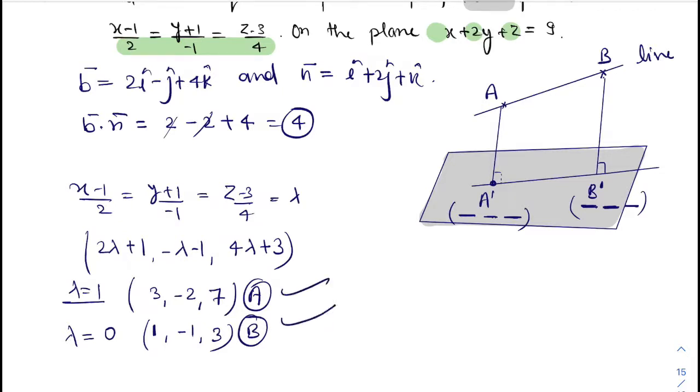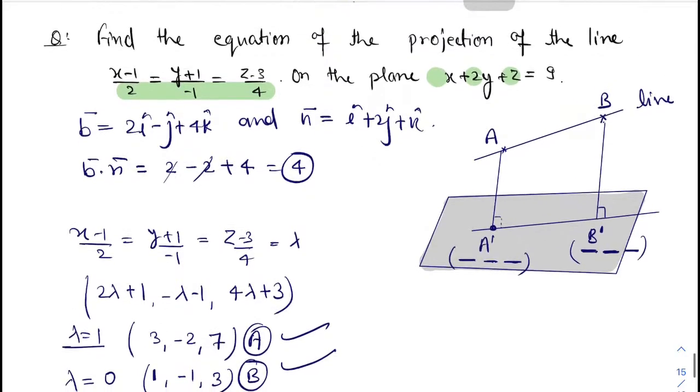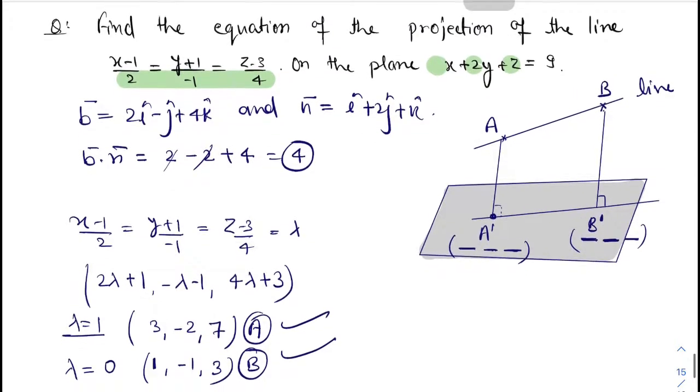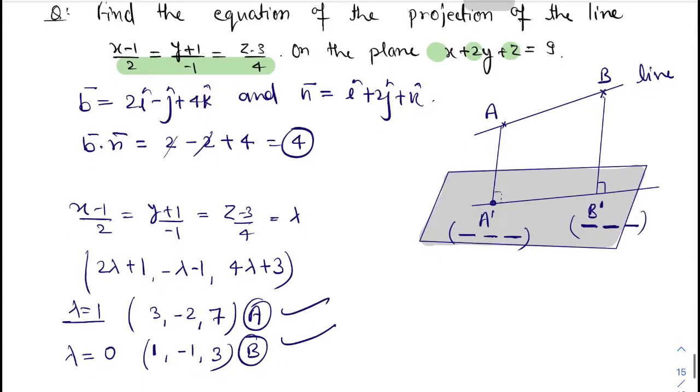Now drop these perpendiculars from these 2 points to get A dash and B dash, and write the equation of A dash B dash. That will be the projection of the line.